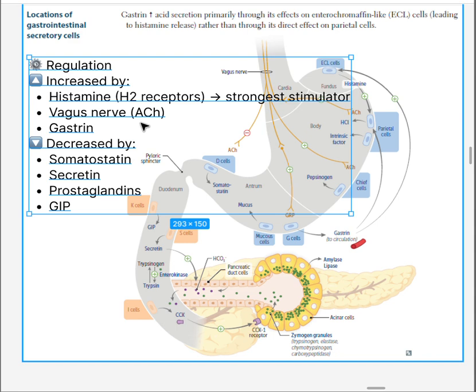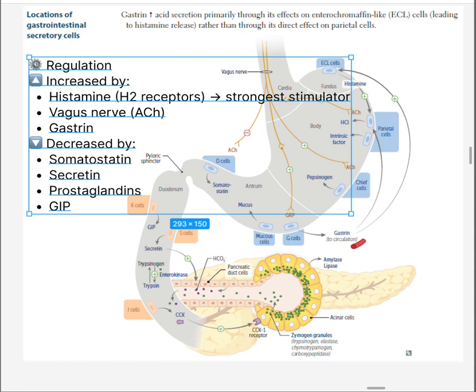So the acetylcholine has a double effect on the gastrin and on the histamine through the enterochromaffin cells. So think of the vagus as a triple stimulation, because the acetylcholine is working on the M3 receptors on the parietal cells, but it's also working on the enterochromaffin cells. It's also working on the G cells. So it's a triple stimulation.